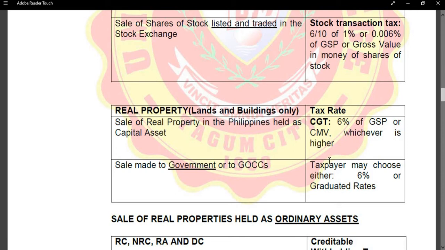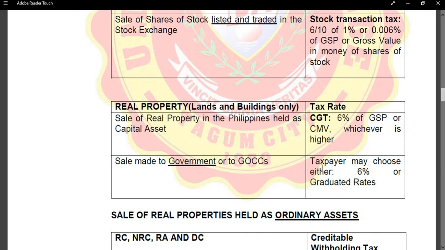If the sale is made to the government or to GOCCs, if the taxpayer is an individual, it has the capacity to choose to be taxed at either 6% or the graduated rates, when the buyer of the real property is the government.